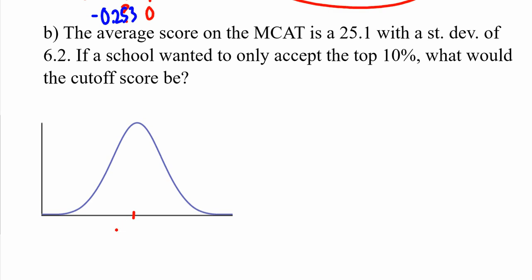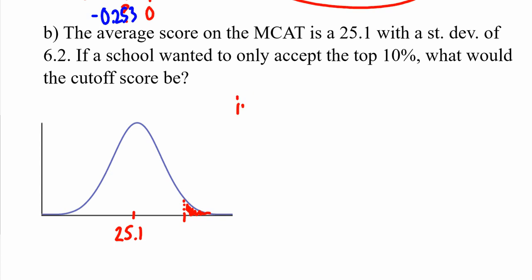So here we know the average is 25.1. And we want to only accept the top 10%. So there's going to be some value here. So that 10% is going to be to the right of it. That also means 90% is to the left. So you can run this in one of two ways.